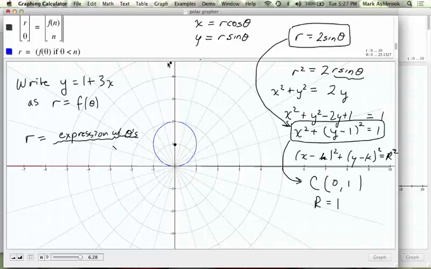Hopefully we had success with this. So we can start by rewriting this as what? r sine theta equals 1 plus 3 r cosine theta. And then we have to solve for r. We got to solve for r as a function of theta.